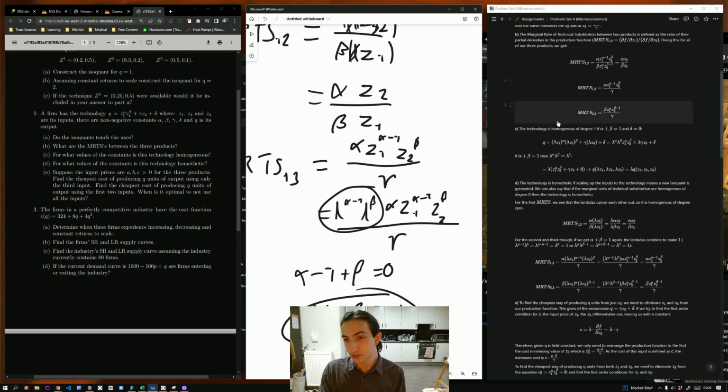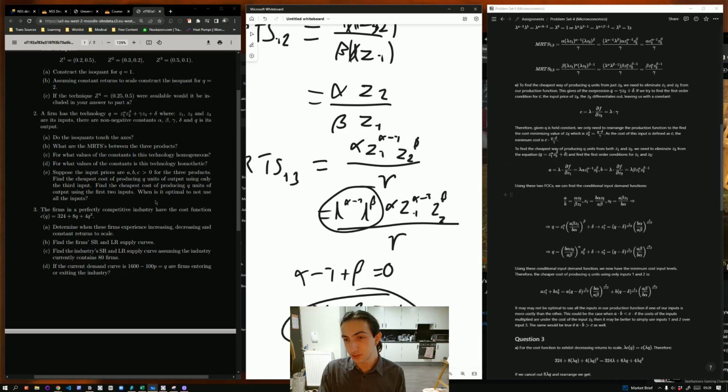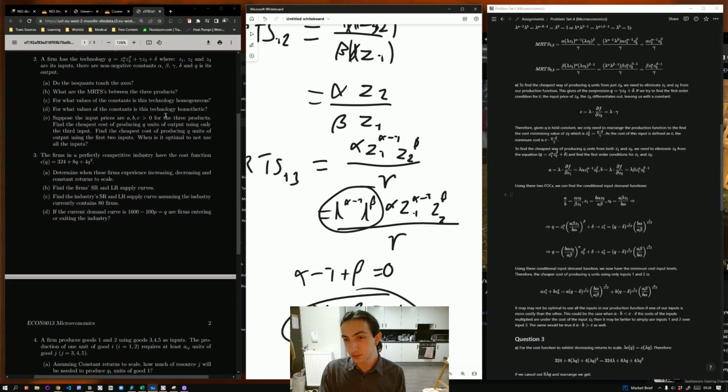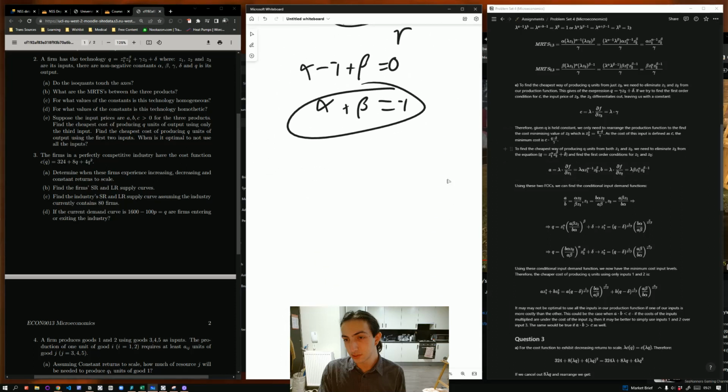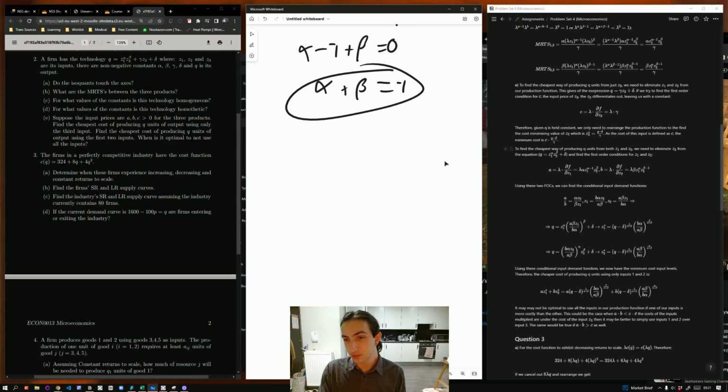Okay, good. Now for E, it's a bit trickier. Suppose the input prices are A, B, and C for the three inputs. We want to find the cheapest cost of producing Q units using only the third input, using only the first two inputs, and asking when it is optimal not to use all the inputs. First, the cheapest cost of using the third input. How we would do this is by finding our conditional input demand functions, which is a much more complicated process.